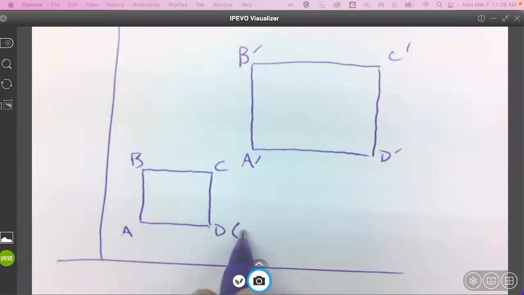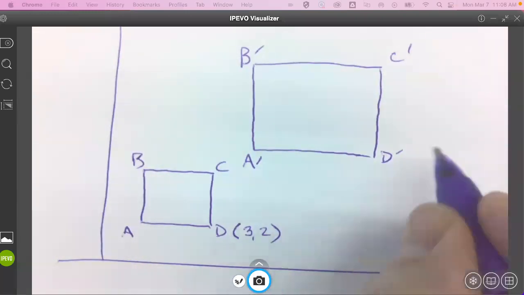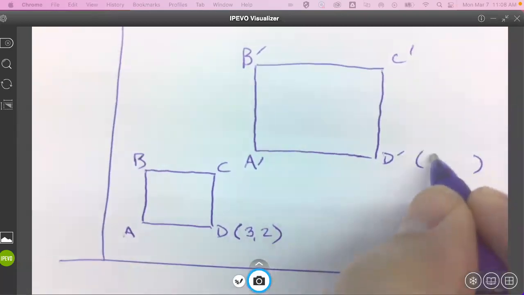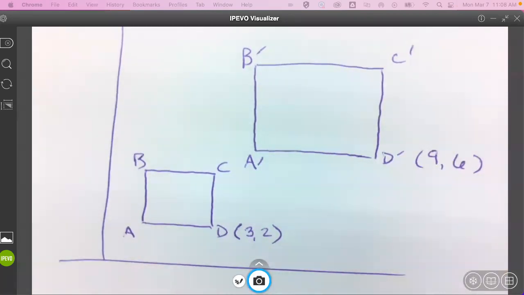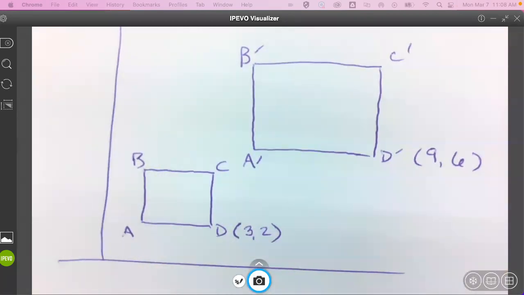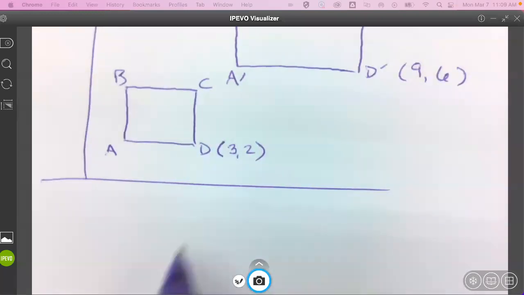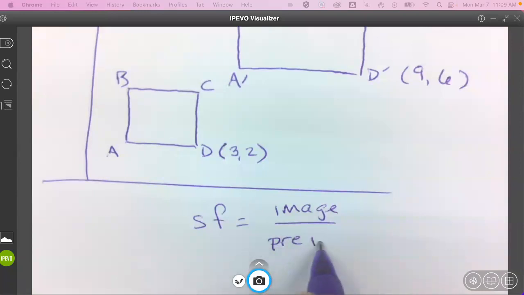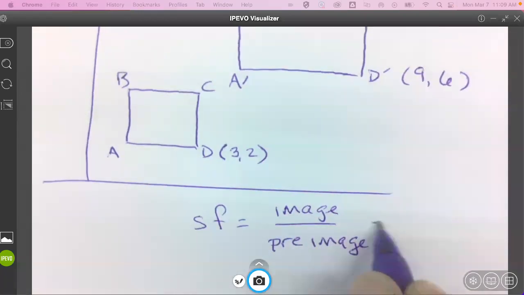And in the event that I had something, I don't know, let's go with 3, 2 as the coordinate of D, and I knew that D prime was, let's say, 9, 6. Can we establish the scale factor? We can. Scale factor in general is equal to an image over a pre-image where they're corresponding.